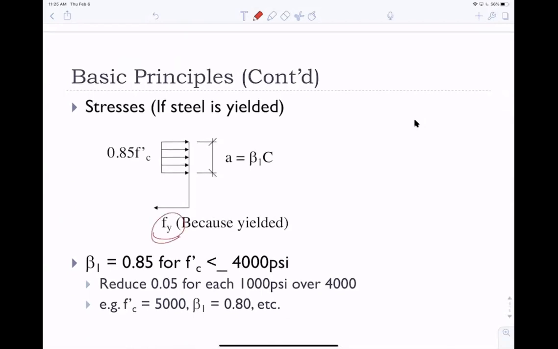We went over this: the real concrete stress looks like this, but this rectangle here has the same centroid and area. So the stress is going to be 0.85 f'c, and it acts on a height of a, which is beta 1 times c, and the width of the beam, which is b.